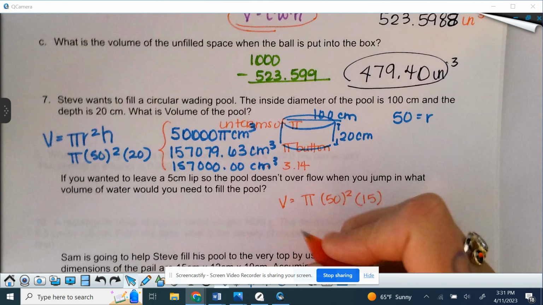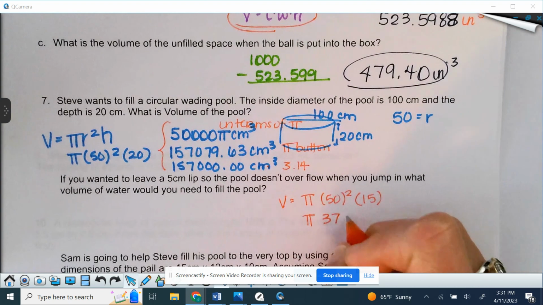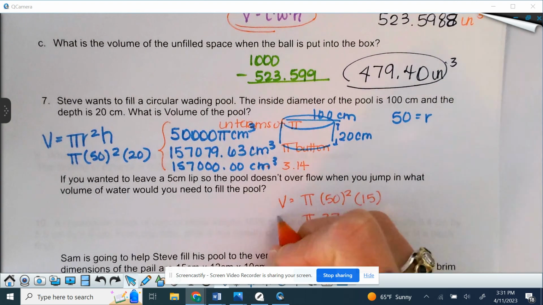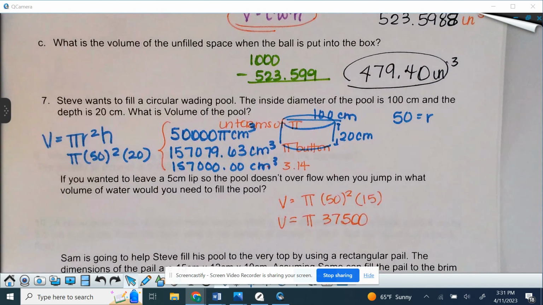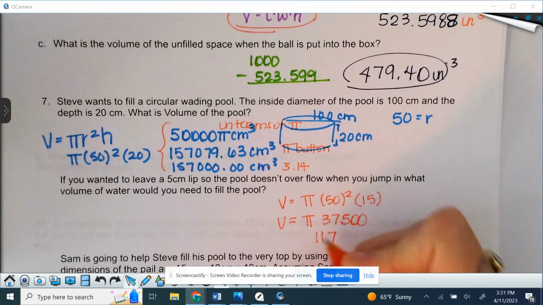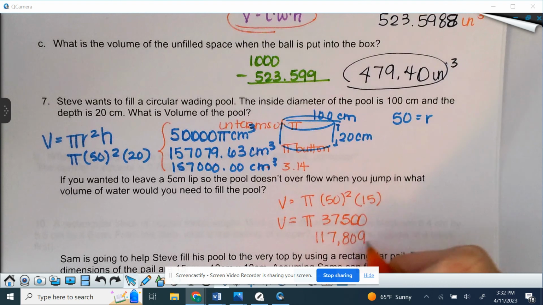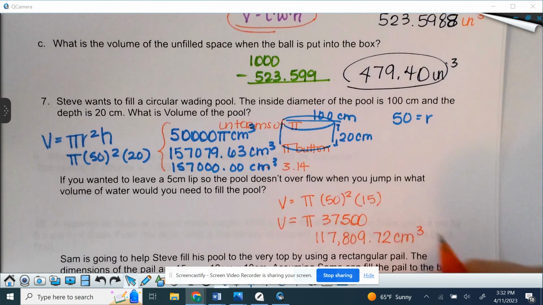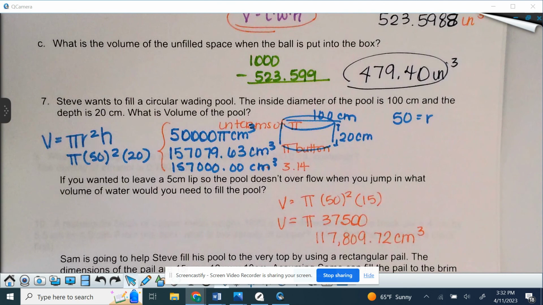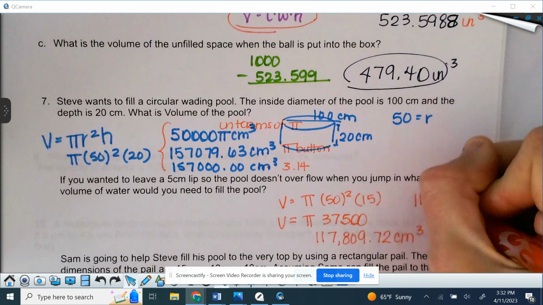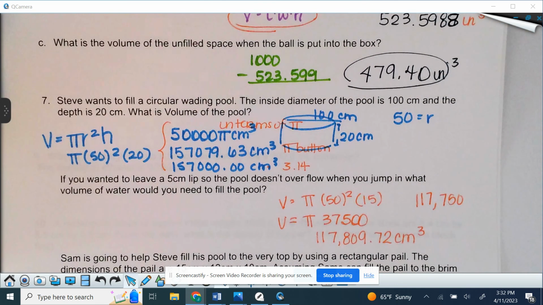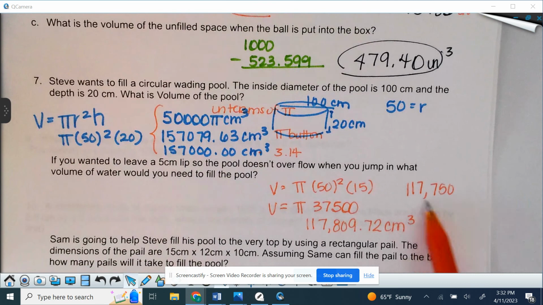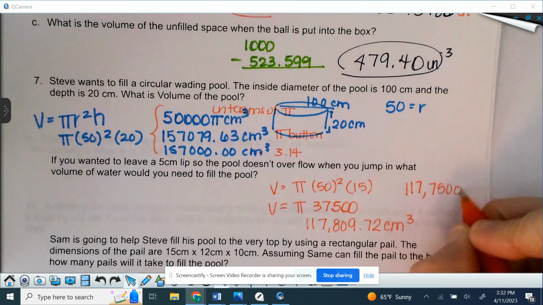Instead, like in this case, it'd be 37,500 pi centimeters cubed if we wanted to leave it in terms of pi, or with the pi button, that turns into 117,809.72 centimeters cubed. And then again, just for the sake of hopefully hitting home, if I multiply it by 3.14, that's 117,750, which in this case is about 59 difference in change, centimeters cubed.